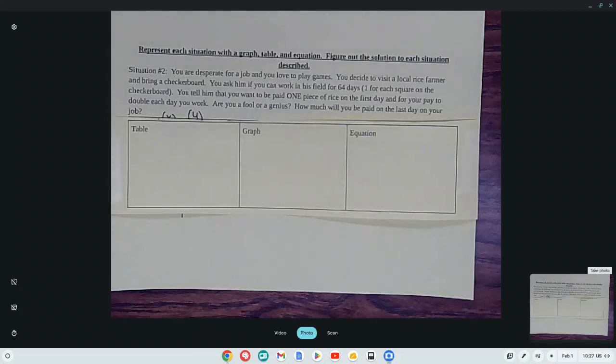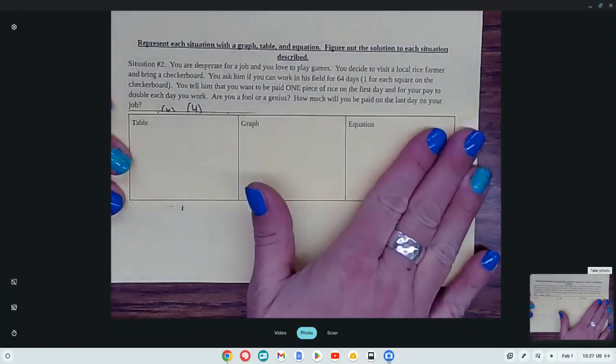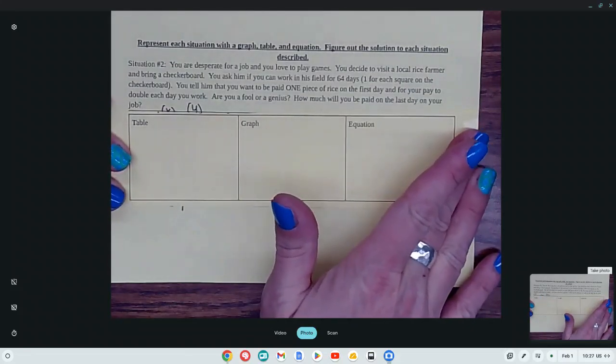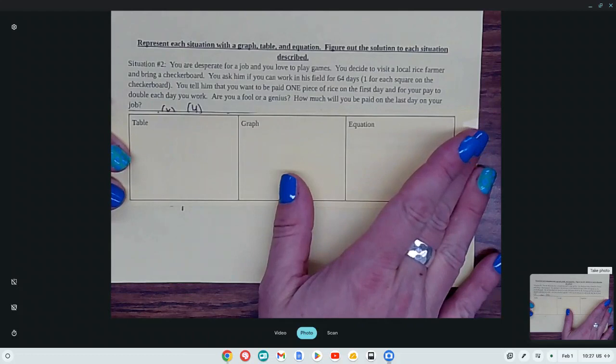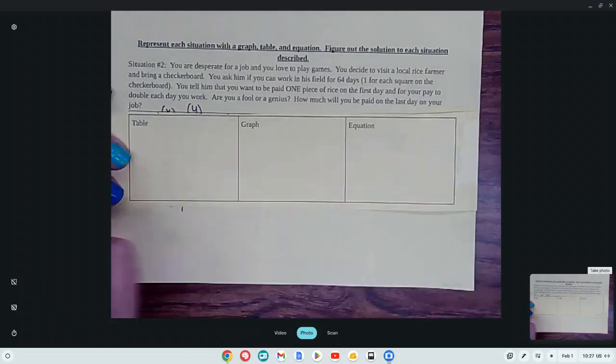Alrighty, guys. So today we are going to work on the second example from lesson 9. Okay, so we did situation 1. Now we're going to do situation 2. And I did this in pen a minute ago and made a mistake, so I taped an extra one over the top. So just ignore that part.